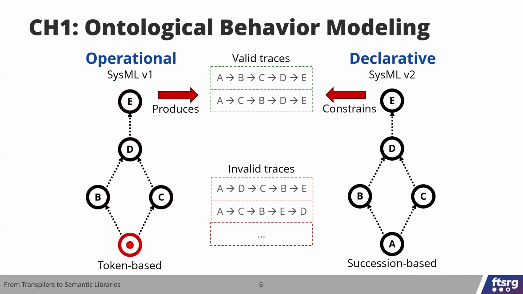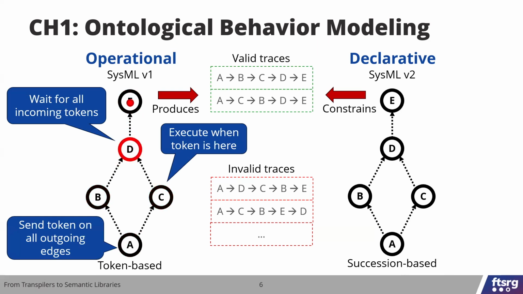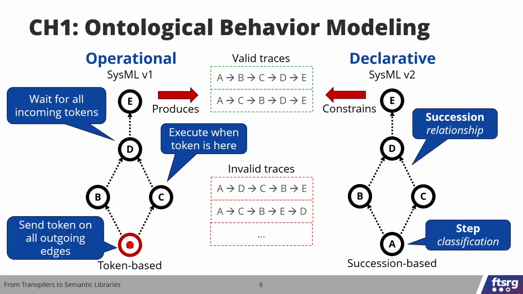So traditionally, SysML v1 was an operational language, which was token based. For example, in this case, this is an activity diagram. There is a token that travels around in the model, and this is how the execution is specified. You always send out the token on all outgoing edges. If the token is at some place, then that place is considered to be executing, and we always wait for all incoming tokens. On the other hand, ontological behavior modeling doesn't really specify these steps. It specifies some constraints for us.